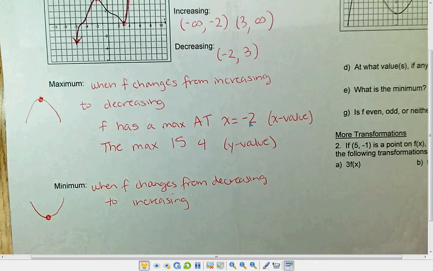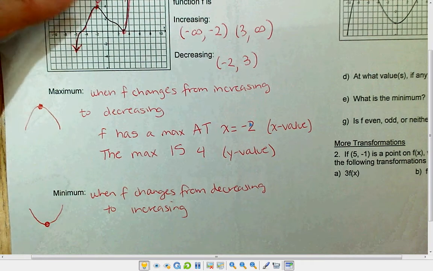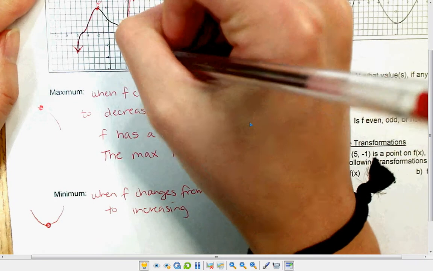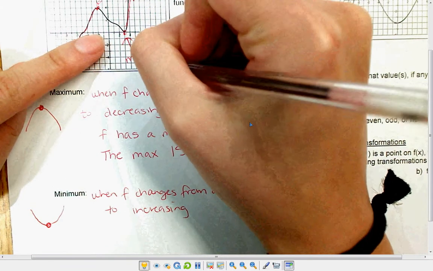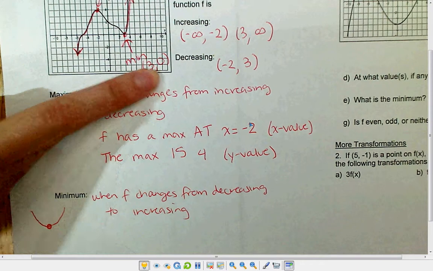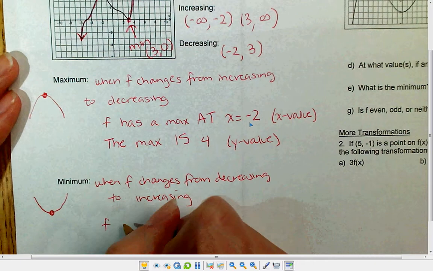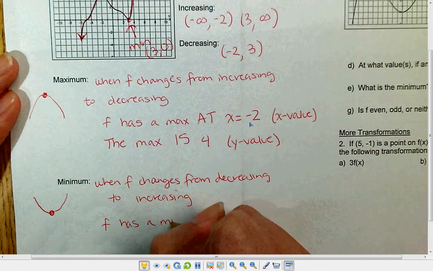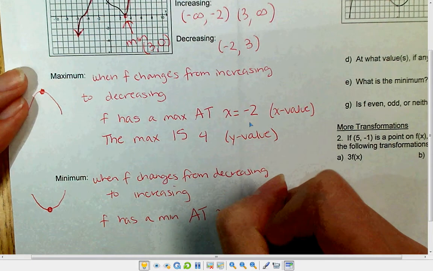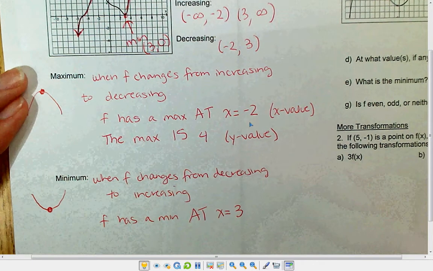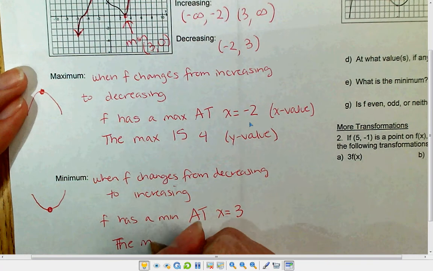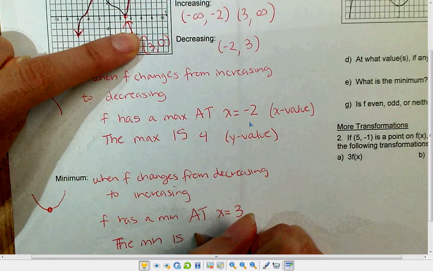So let's look up here and find our minimum. So it is decreasing, decreasing, and then it changes to increasing right here. So this is our minimum, and our x value is 3, our y value is 0. So our minimum is happening right here, 3, 0. So again, f has a minimum at, if they're asking you where it's located, x equals 3. That's your x value. What the minimum actually is, the minimum is the y value, which is 0.